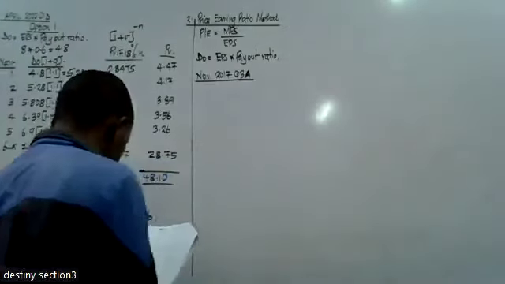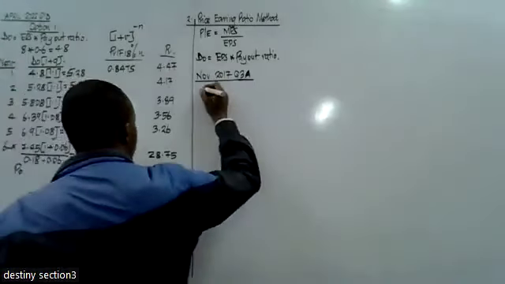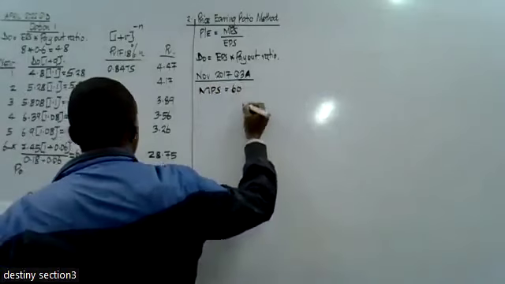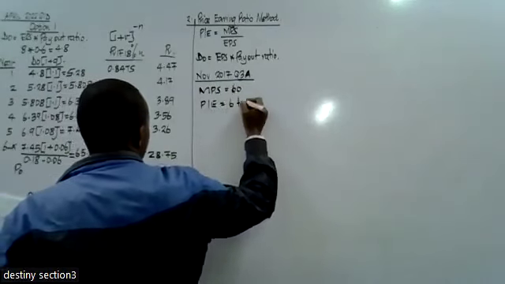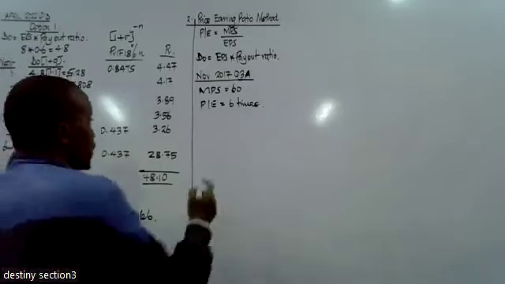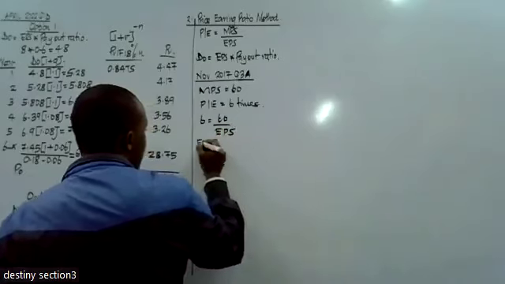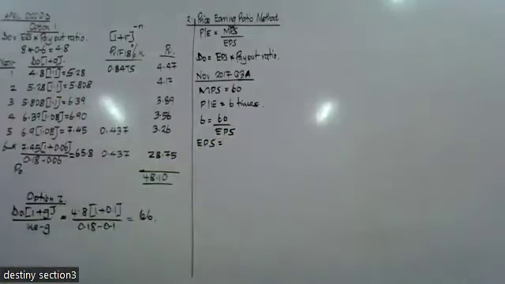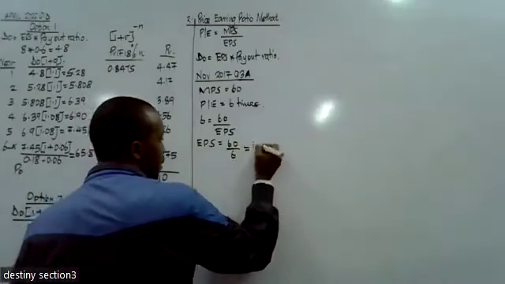Right, so the ordinary shares of the company are currently selling at how much? The current market price per share? 60. No, the company's price earnings ratio? 6. So they want you first to determine your EPS. The price earnings ratio of 6 equals 60 divided by EPS. Give me your EPS now. 60 divided by 6, which is 10.